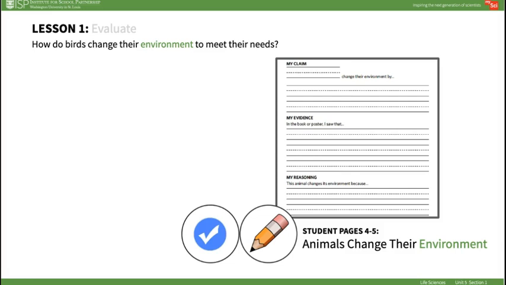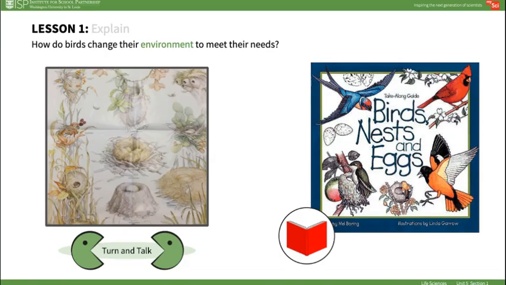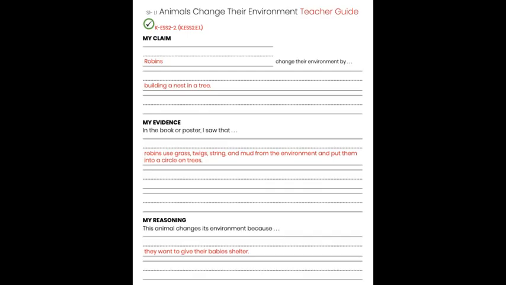In the Evaluate, students will use Student Journal pages 4 and 5, titled Animals Change Their Environments, to write their own CER about how an animal changes its environment. Students can refer back to the book or the poster and choose one of the birds there for this activity. A guide to student responses can be found on Teacher page 3.